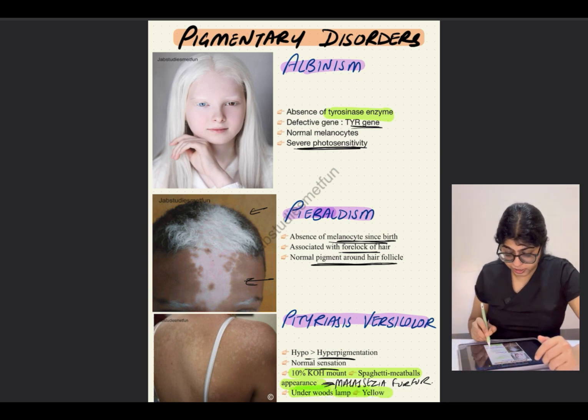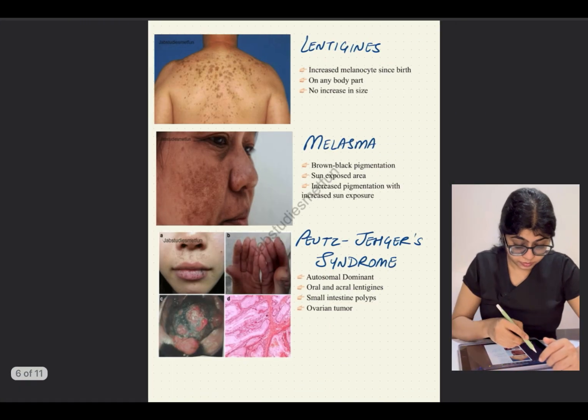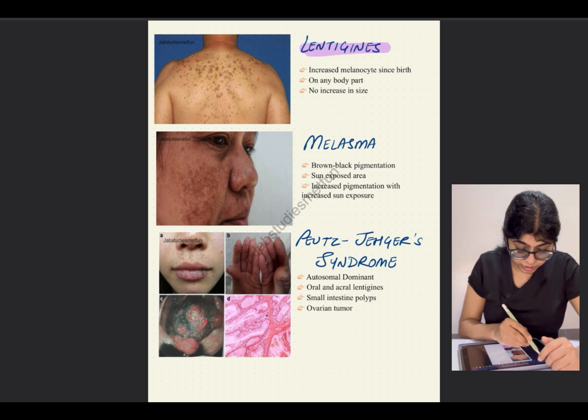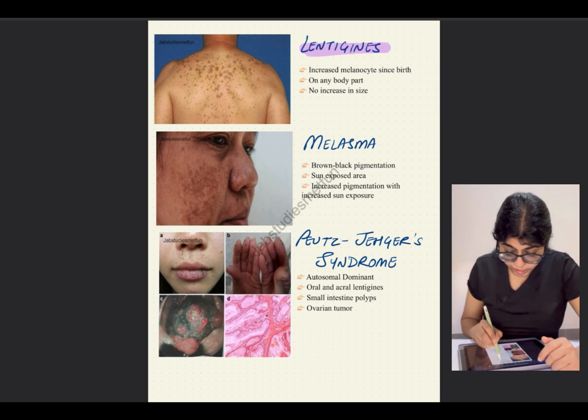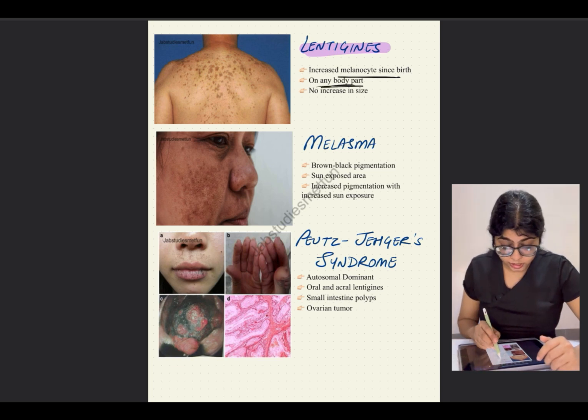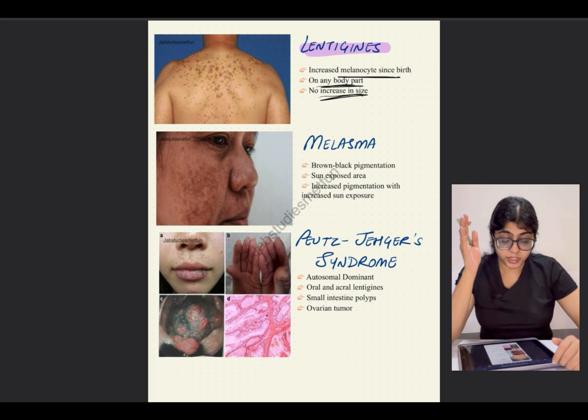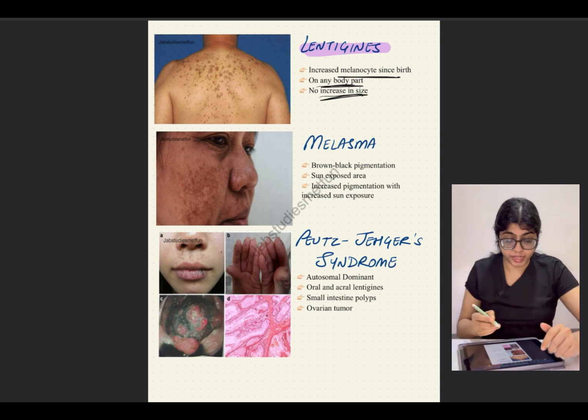Pityriasis versicolor is another important topic for your exam. Please note that. The next topic is lentigines. In this, there is an increase in melanocytes since birth, and it can occur on any body part. And there is no increase in size of the lesion. So you cannot confuse it with melanoma or any other lesions in which the lesion size increases. Lentigines will appear in one size and it will stay in that one size.